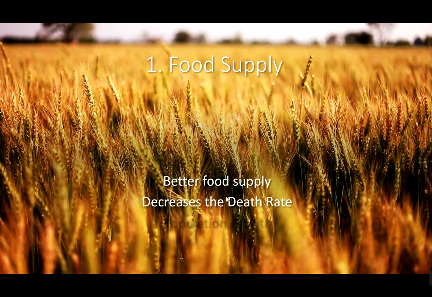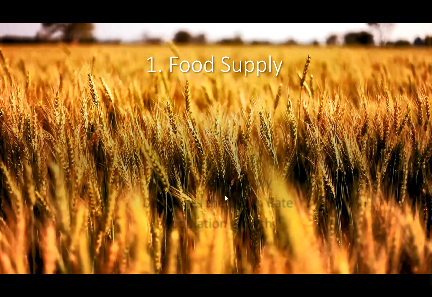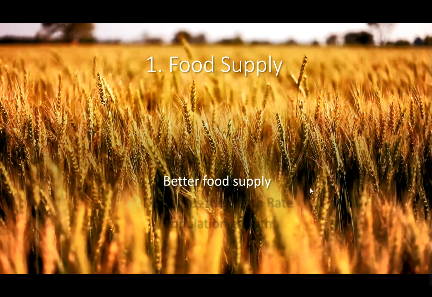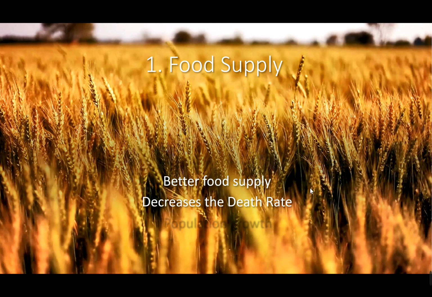The first one we're going to have a look at is food supply. How does the food supply affect, or what rates does it even affect? Better food supply means that the death rate is decreased. If we can feed more people and people have more nutrition and more immunity against stuff, then the death rate is going to be decreased. That's very obvious. So better food supply can cause the population to grow.